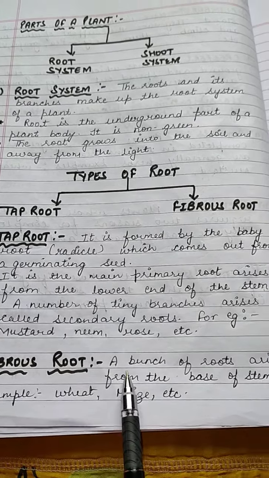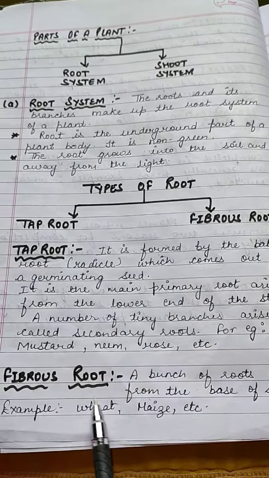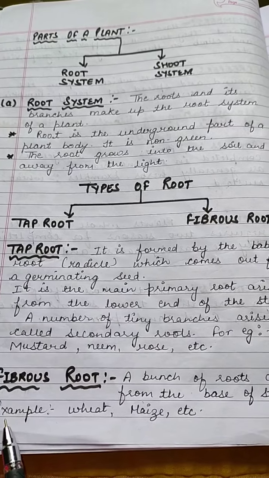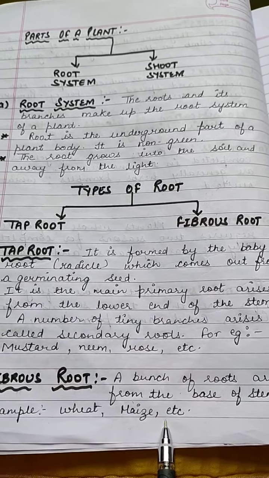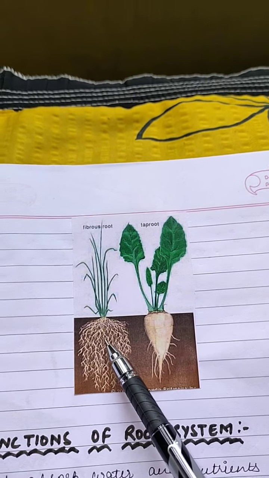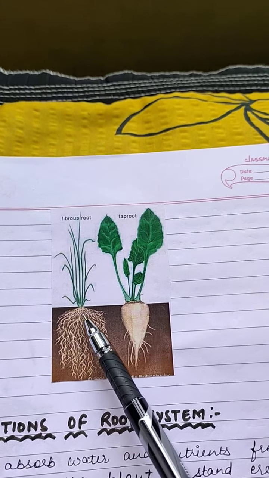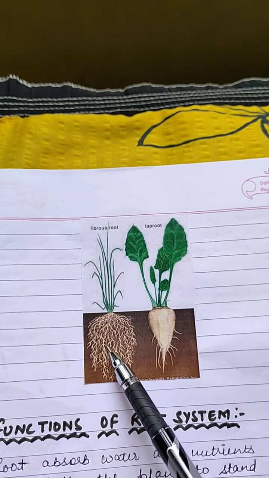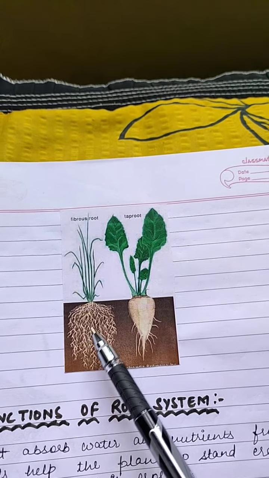Next is fibrous roots. A bunch of roots arising from the base of the stem are called fibrous roots. For example, wheat, maize, etc. This is an example of a fibrous root. These are the bunch of roots that arise from the base of the stem.